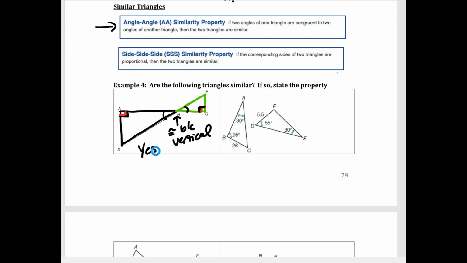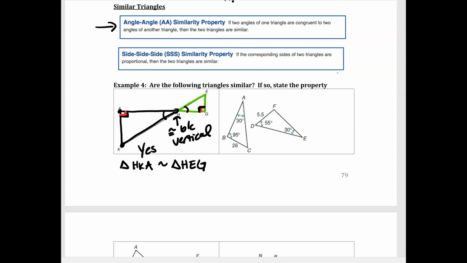So you're going to say yes, triangle, we'll call it HKA, is similar to triangle HEG. And I knew the order to go in because I started with H and I went to the angle that was not right, K, and then to the right angle, A.